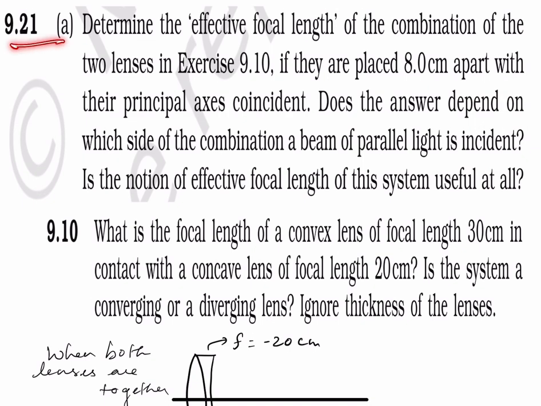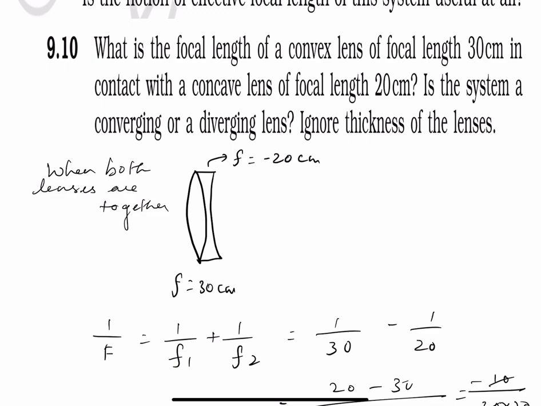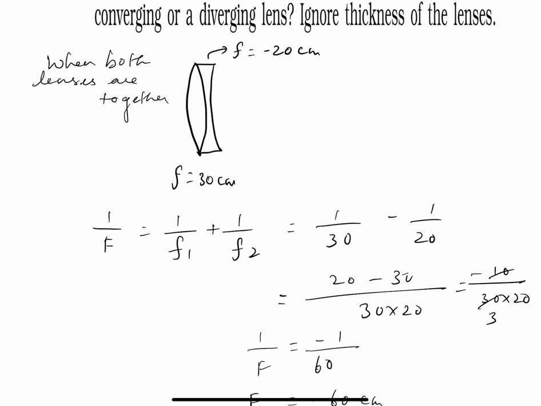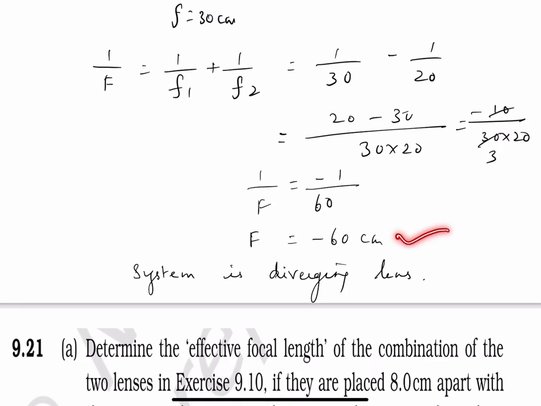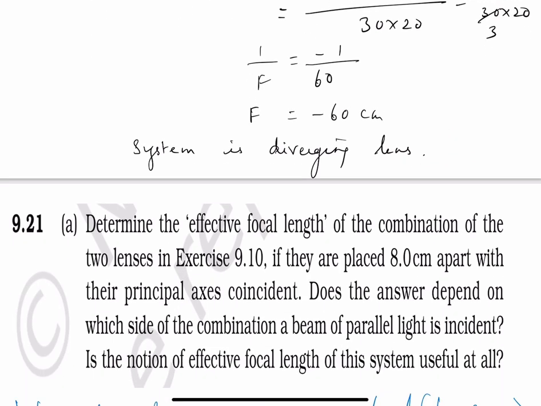Let's see question 9.21A. Determine the effective focal length of the combination of two lenses in 9.10. They are placed 8 cm apart. Let's see what's 9.10: two lenses, a convex of focal length 30 cm and a concave of 20 cm. When they are placed together, we calculate the effective focal length this way. Minus 60 means it's a diverging lens system.